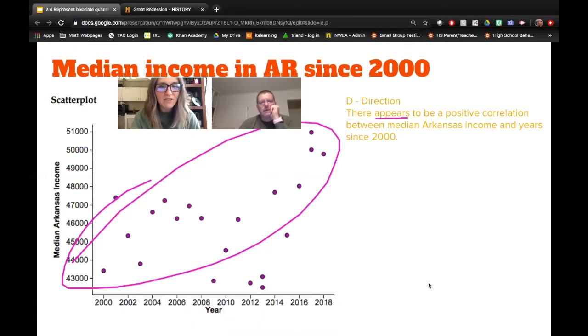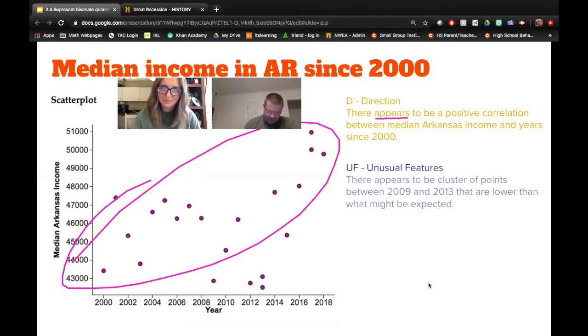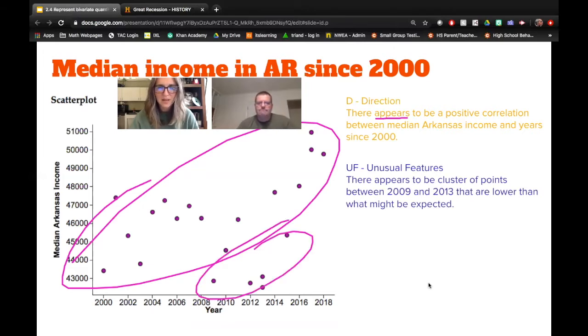After direction, we have the U for unusual. Now I'm going to talk about those extra points down here. There's some points down here that I left off. So I said between 2009, actually, I guess it's those. But really, if you went all the way up to 2015, I'd be like, cool, I see what you see. So I said there appears to be a cluster of points between 2009 and 2013.